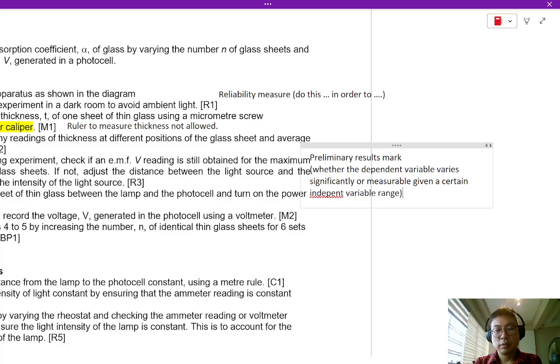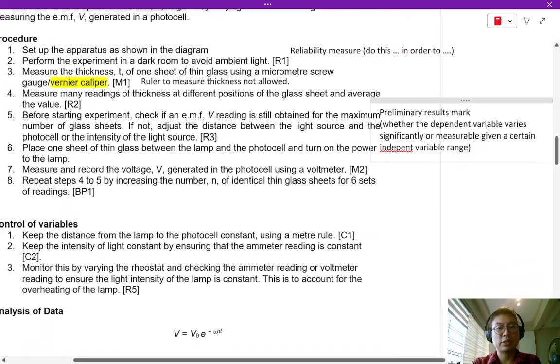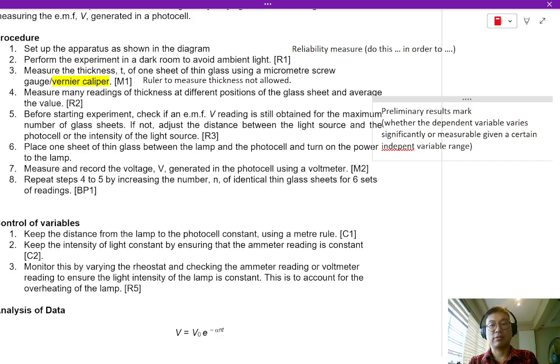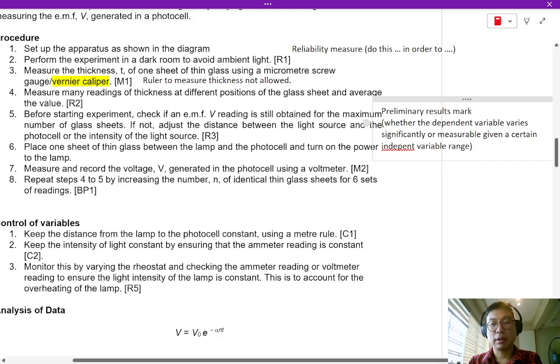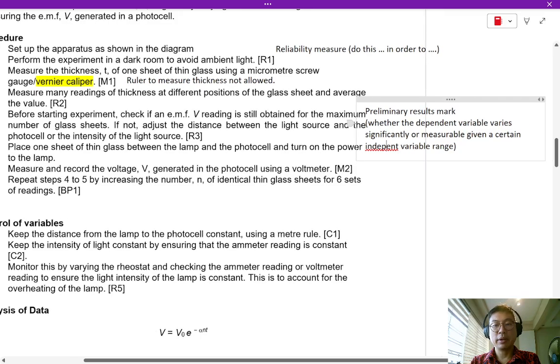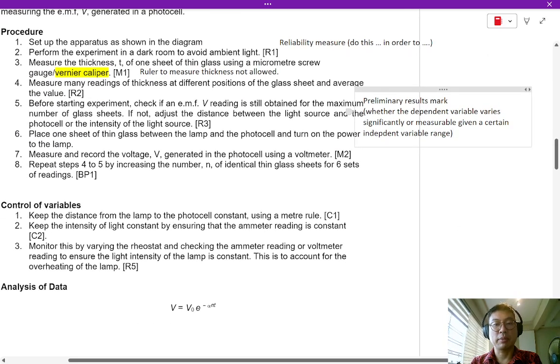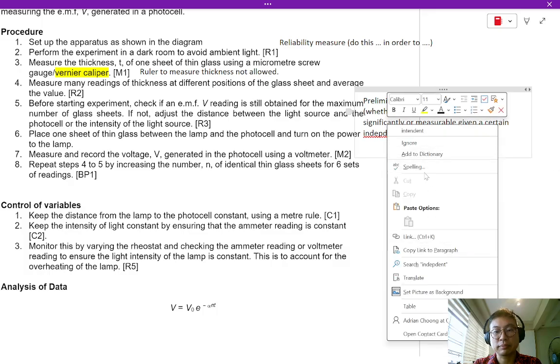So basically you're saying that if I use this many glass sheets, can I still measure the voltage, or is it completely blocked? Or maybe you even need to use more glass sheets because the glass is very transparent. So basically what you need to write is, before starting the experiment, you just check whether you can get a voltage reading and whether the voltage reading varies substantially with the number of glass sheets used. If not, increase the number of glass sheets.